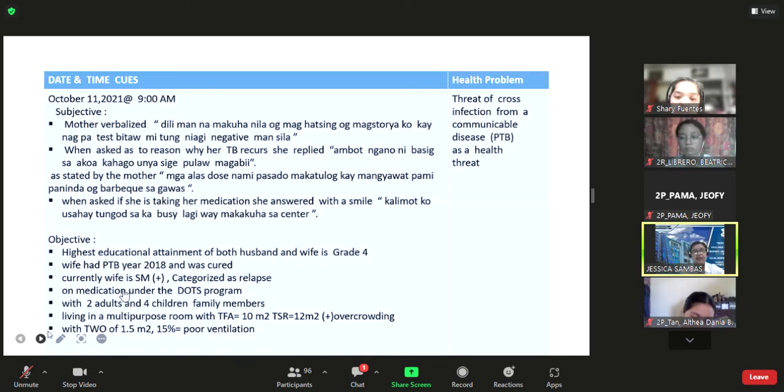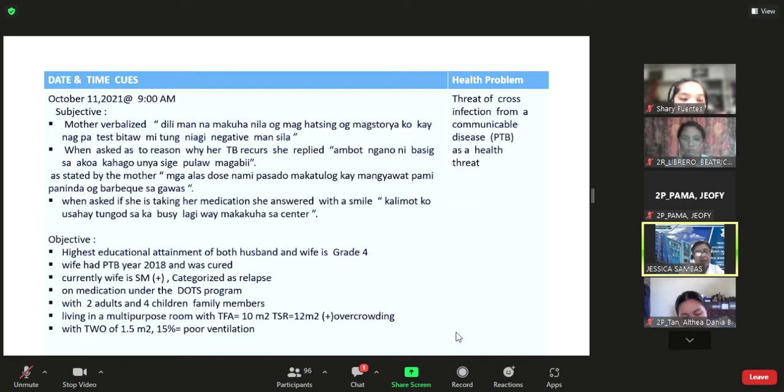Now, this is my example. Granting that these cues are already clustered and we have already identified that these cues are considered relevant. So, all of these are relevant. That is why we grouped together all of those relevant data, and we wrote them down as part of the cues.